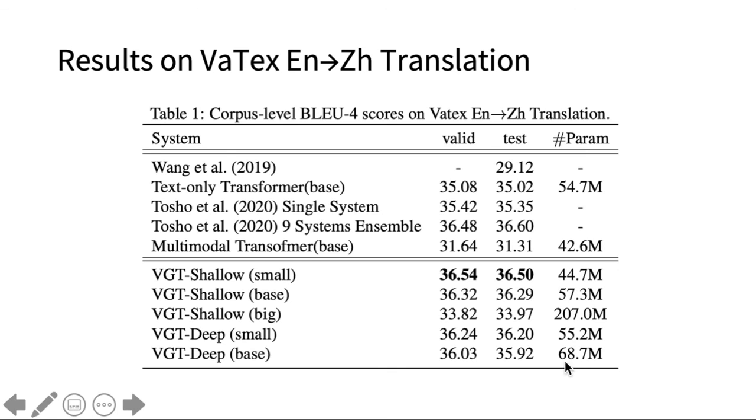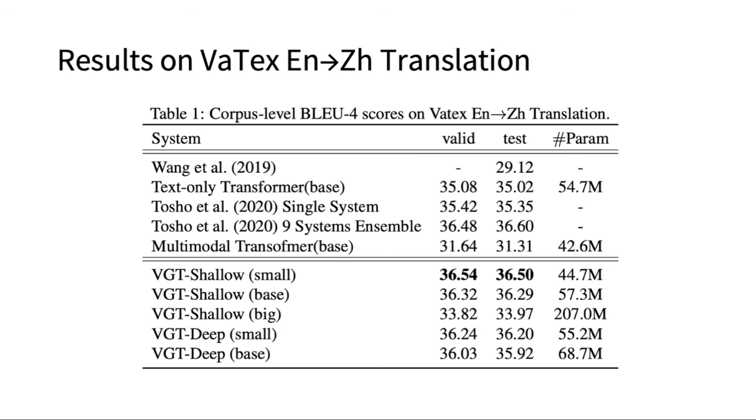And for our model, we see that VGT shallow, the base version, has clearly outperformed the text-only transformer with the same model size. And by only introducing 2.6 million parameters, VGT shallow has achieved a more than 1 point improvement. The training and inference time is basically the same as the text-only transformer, demonstrating our method's effectiveness and efficiency. And for a smaller model, VGT shallow smaller version, the performance is even higher.